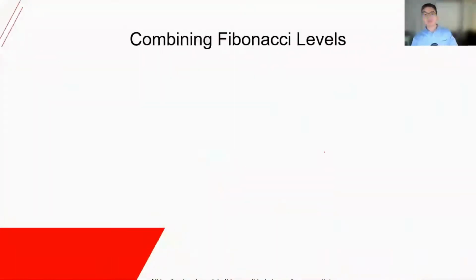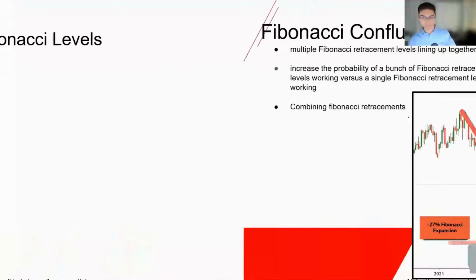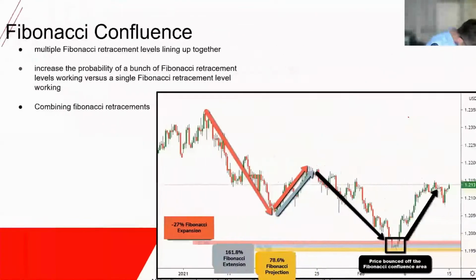Okay, next we are going through combining Fibonacci levels. So it's for confluence in our trade. The trick is to find multiple Fibonacci retracement levels lining up together so that you can increase the probability of a bunch of Fibonacci levels working versus a single Fibonacci level working. So this is the definition of a Fibonacci confluence.